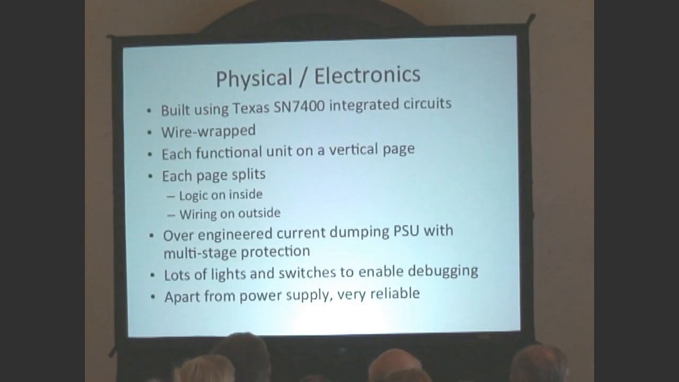So let's talk about the physical electronics very quickly. Built using Texas 10400 series integrated circuits, all TTL, wire wrapped. Each functional unit on the machine was built as a vertical page, and the pages were split with the logic on the inside and the wiring on the outside. It had an over-engineered power supply unit. Essentially, bits were borrowed from Titan before switch mode power supplies. So their approach was to make more current than you needed and pump it out through what was essentially a bar of electric fire at the back if the machine didn't need it.